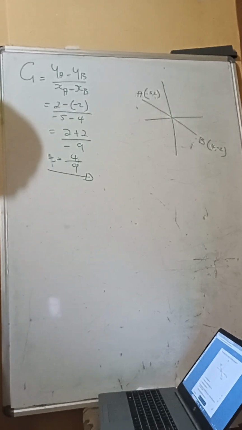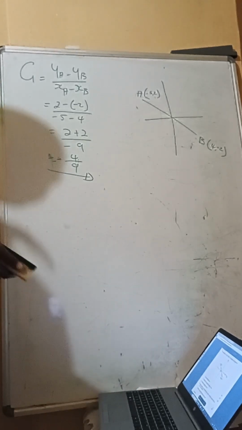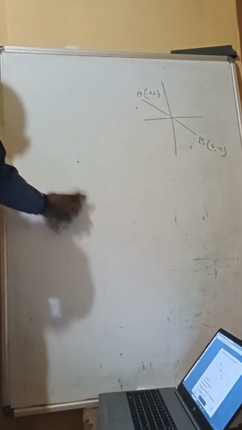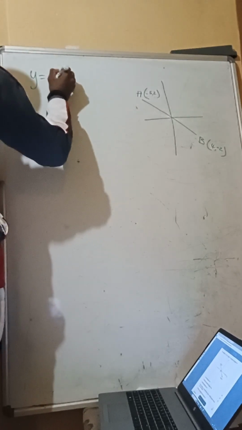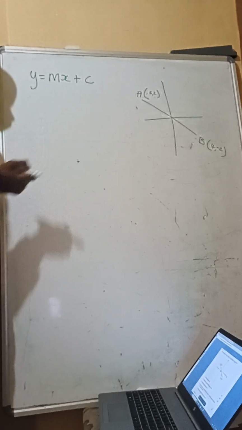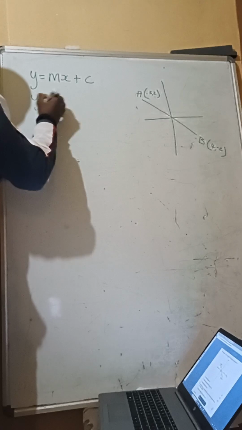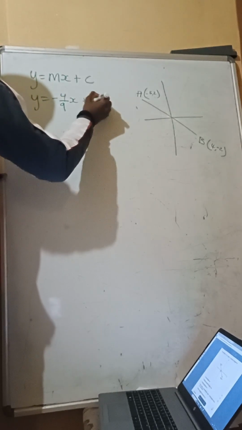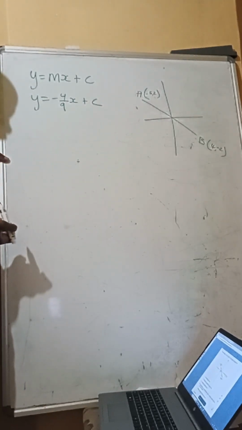So if they say to you, calculate the formula of what? The formula of this line. Remember, the formula is y is equals to mx plus c. Now this m is for gradient. Already we have gradient. So we're gonna say y is equals to, it was minus 4 all over 9x plus c. So now what is c? C is the what? We're gonna find it.